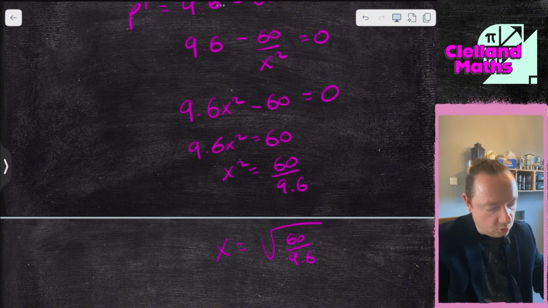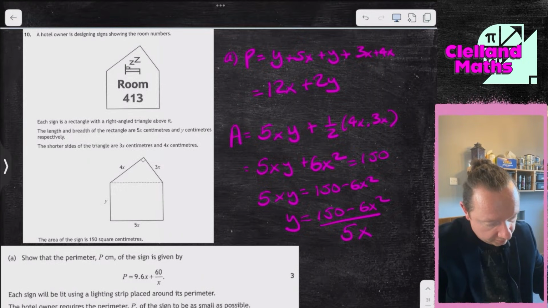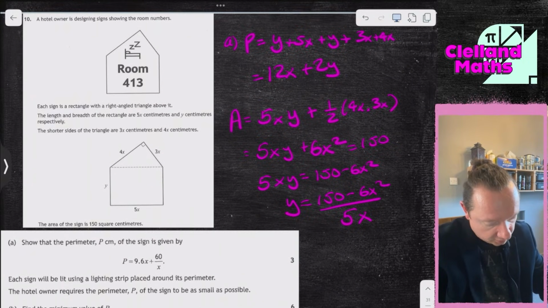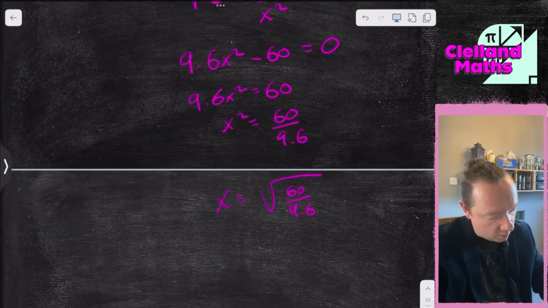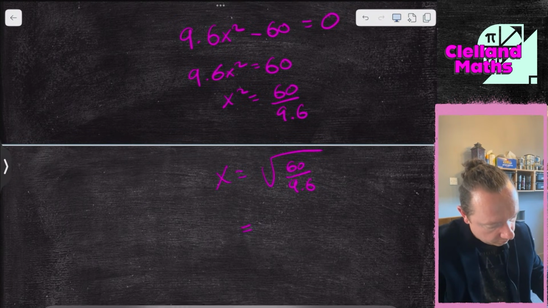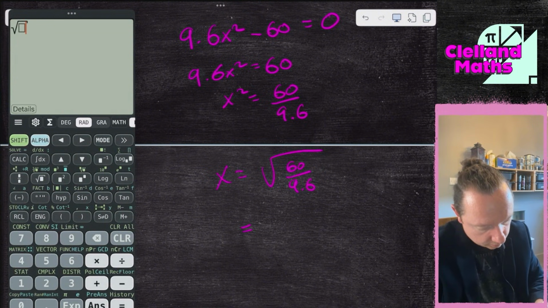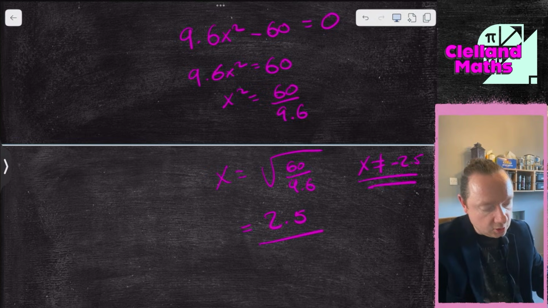And I'm pretty sure the question told you that x would be greater than 0. It has to be anyway. Does it say anything about it? It doesn't, but once we square root that, we can't have a negative x because you can't have a negative length. So that will just be a positive. Which is 2.5, because x cannot be minus 2.5. Okay, so it is 2.5, and then we have to minimize the perimeter, so we actually have to sub that back in.